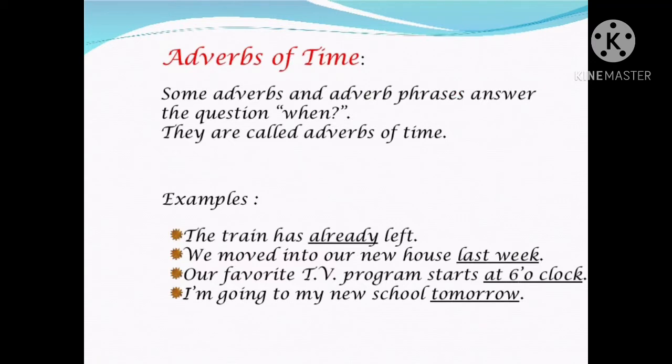Now we come to the adverb of time, which shows the time of the action, or you can say when the action takes place. Now look at the 4 examples given here. The first one is the train has already left. We moved into our new house last week. Our favorite TV program starts at 6 o'clock. I'm going to my new school tomorrow. All these 4 examples indicate when the action takes place.